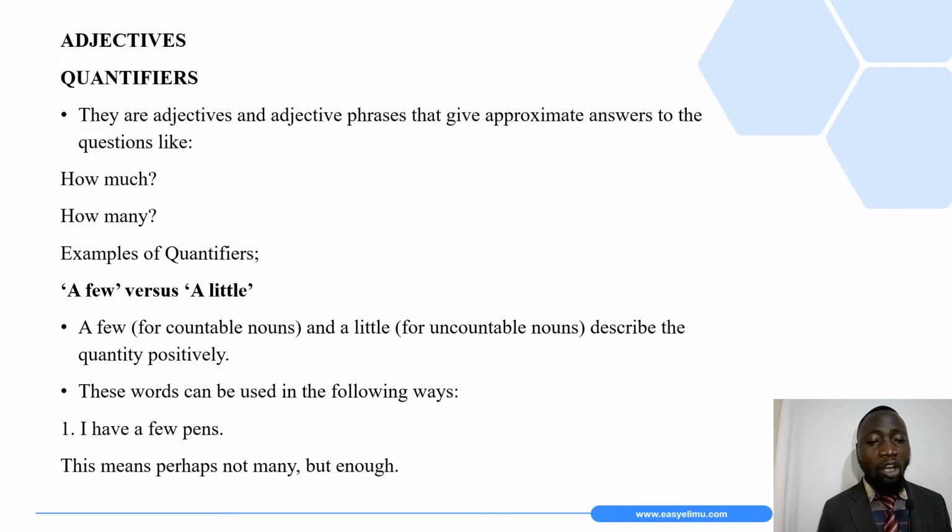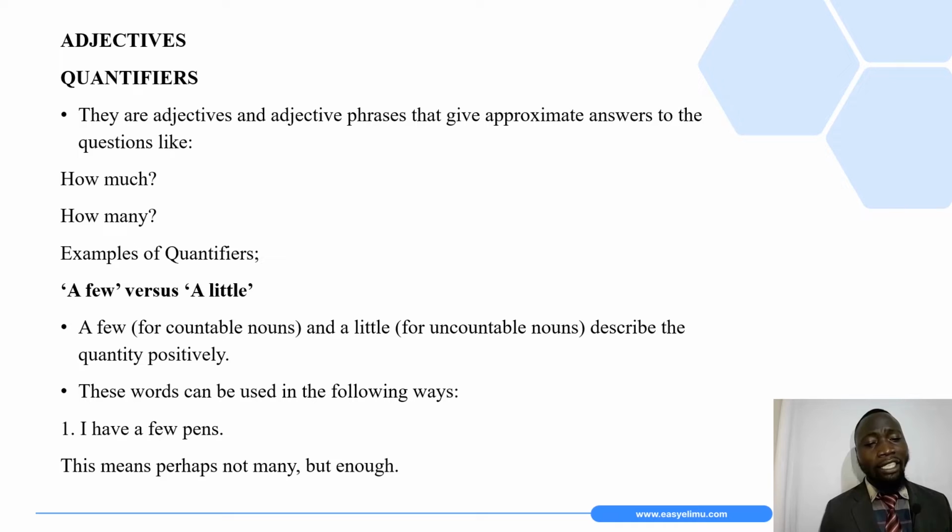If I'm to talk about some slices of bread, if I say that I have a few slices of bread, then it means that it is not enough, but at least it can be shared. If we are five people and the slices of bread that we have are, let's say, four, then we can share the four slices among ourselves. So it is there, but not enough.